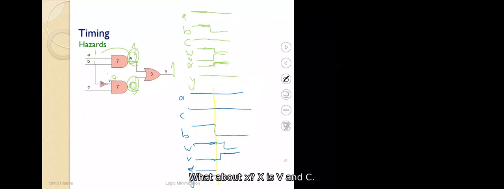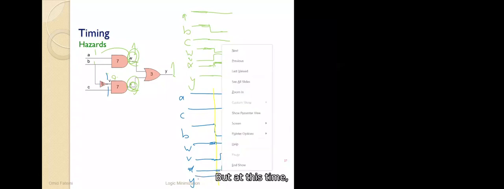What else? What about X? X is V and C. Before this time, the 5 nanosecond after the yellow time, nothing happened, so X is still 0. But at this position, 5 nanosecond after yellow, V became 1. And C is also 1. So X should become 1, but with 7 nanosecond delay. So X is still 0 here.